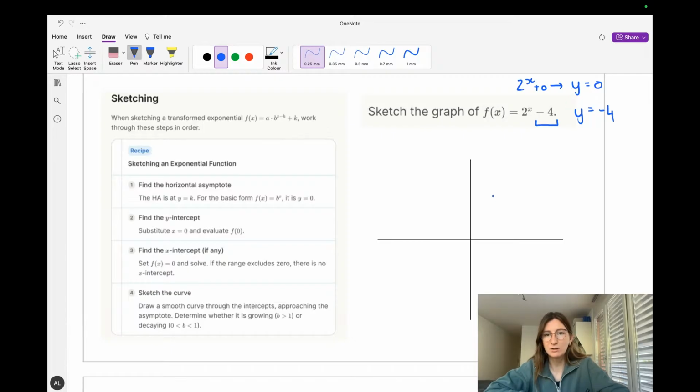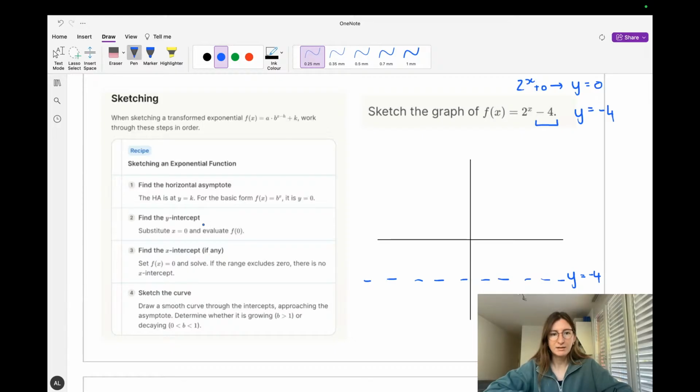So if we plot that at y equals minus 4, let's do like here maybe. This is the line. Always draw asymptotes with dotted lines and label them. So y equals -4. Great.